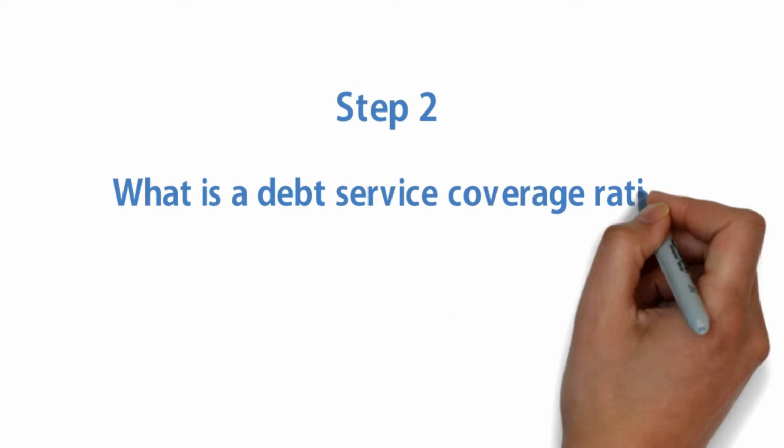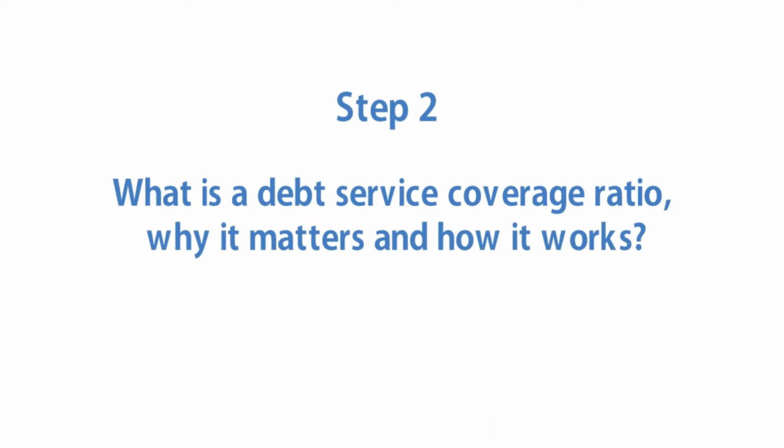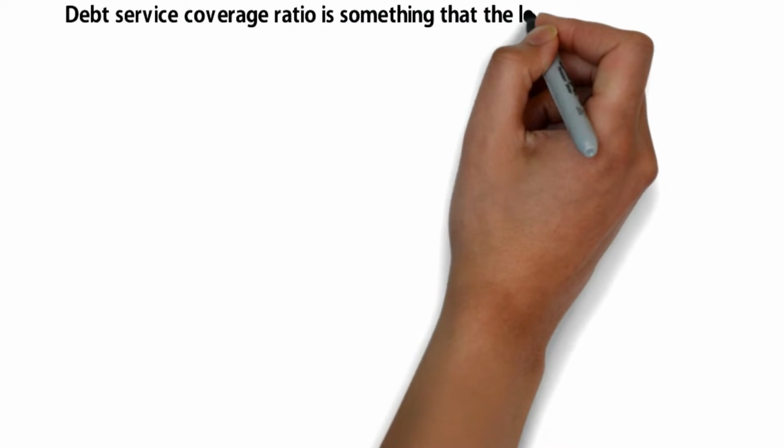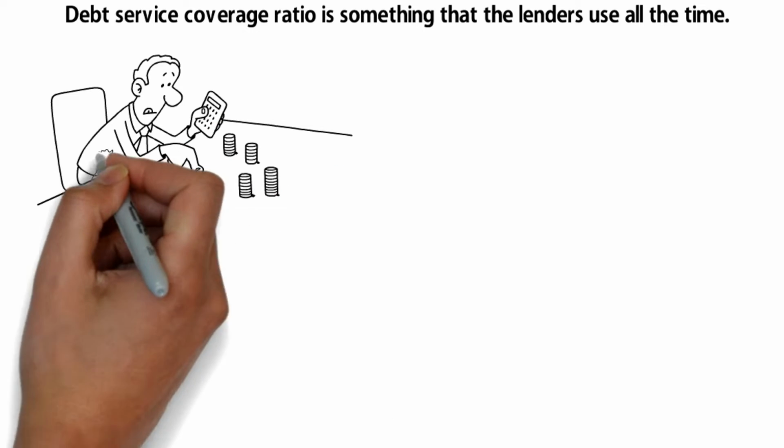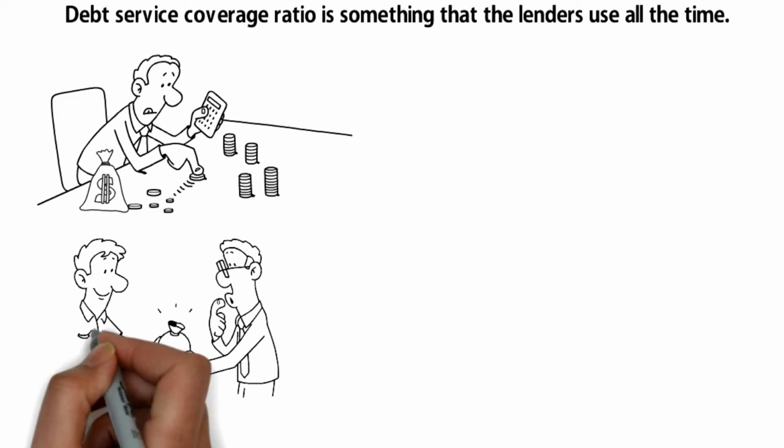Step 2. What is a debt service coverage ratio, why it matters, and how it works? Debt service coverage ratio is something that the lenders use all the time. It is virtually how they determine how much they will lend to you, the borrower.